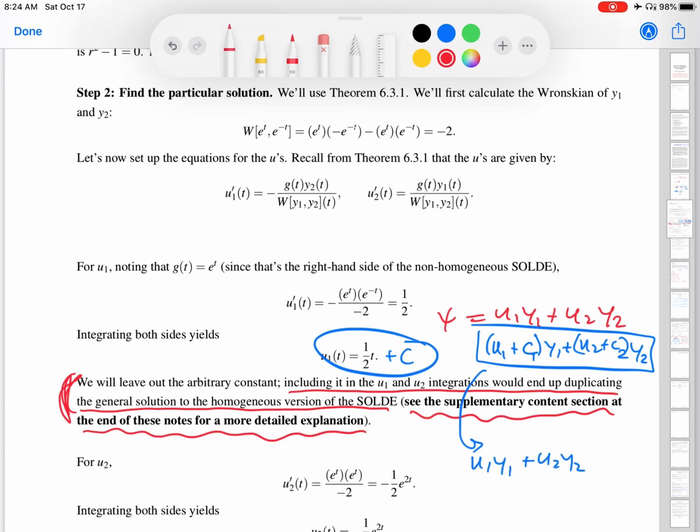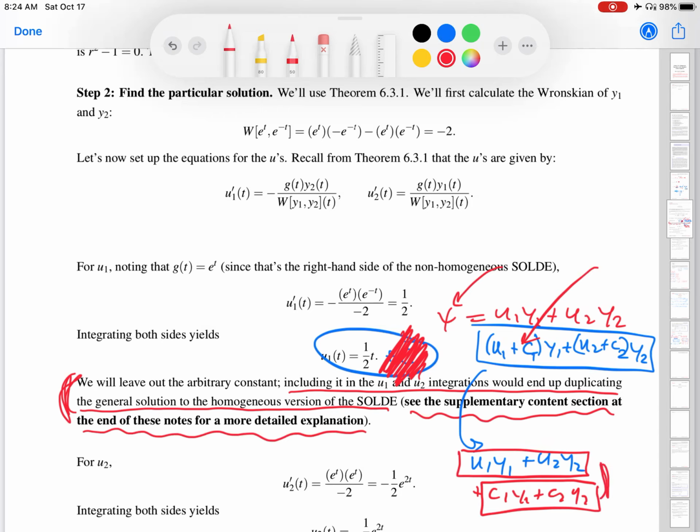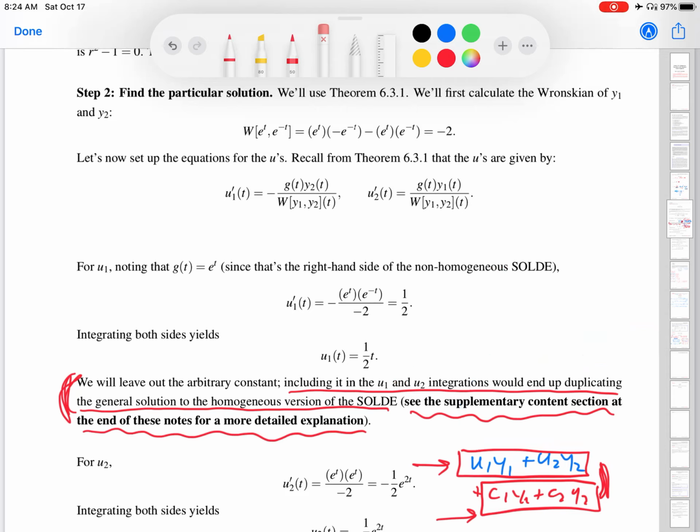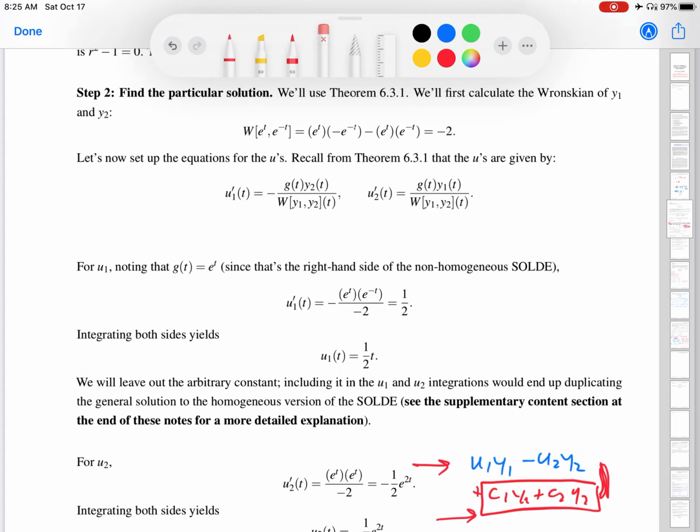That's the psi I would have gotten if I did not include the plus c. And then plus c1 y1 plus c2 y2. This is the general solution to the homogeneous problem. This is the psi I would have gotten if I didn't include the plus c. So by including the plus c, when I actually write out psi itself, I'm just getting the general solution to the non-homogeneous ODE, the sum of the solution to the homogeneous plus the psi without the plus c. Okay, so that's a very quick tour, a brief explanation of what I wrote in that supplementary content section.